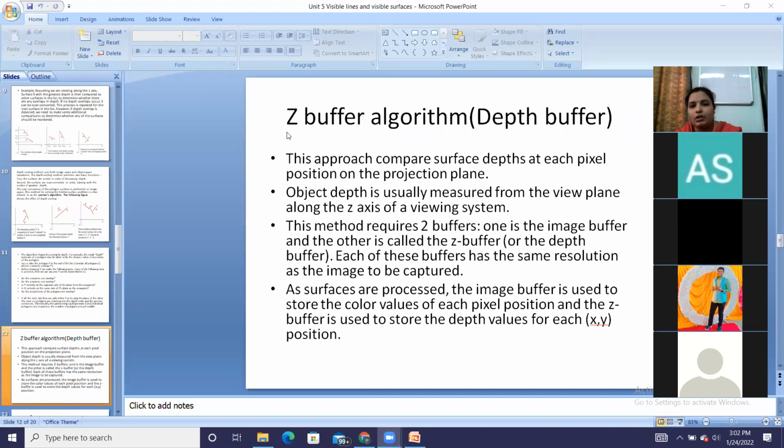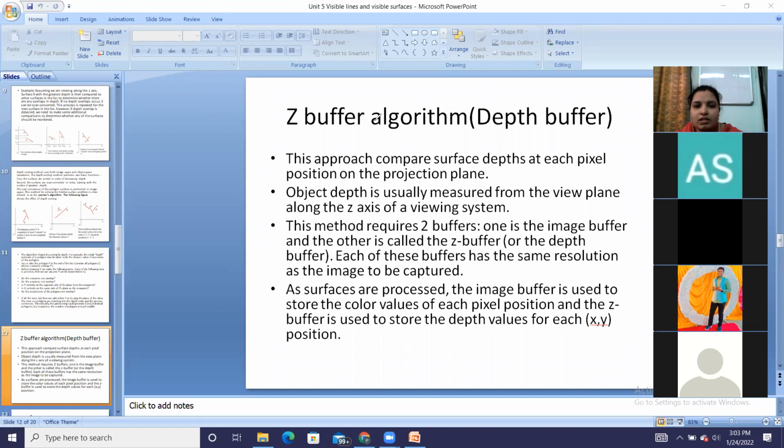So why is the Z buffer algorithm called a depth buffer? Because it considers only the Z coordinate of the object. In this Z buffer method, we are going to make use of two buffers. One is called the image buffer and the other is called the Z buffer. The image buffer is also called the intensity buffer. So, image or intensity buffer.